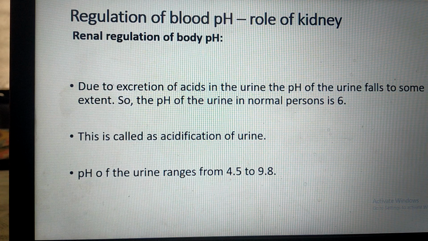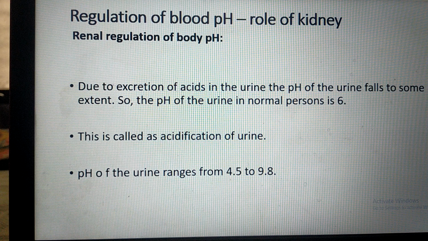Due to excretion of acids in the urine, the pH of the urine falls to some extent. So the pH of normal urine is 6. This is called acidification of urine. But in certain situations like metabolic acidosis, the pH may decrease up to 4.5, and in metabolic alkalosis it may increase up to 9.8. But normal pH is 6.